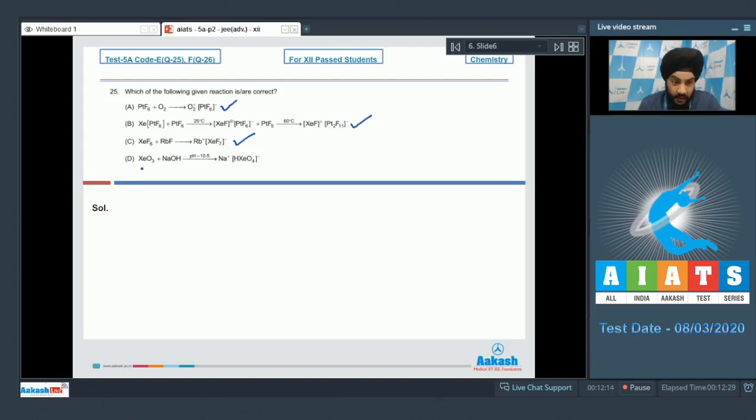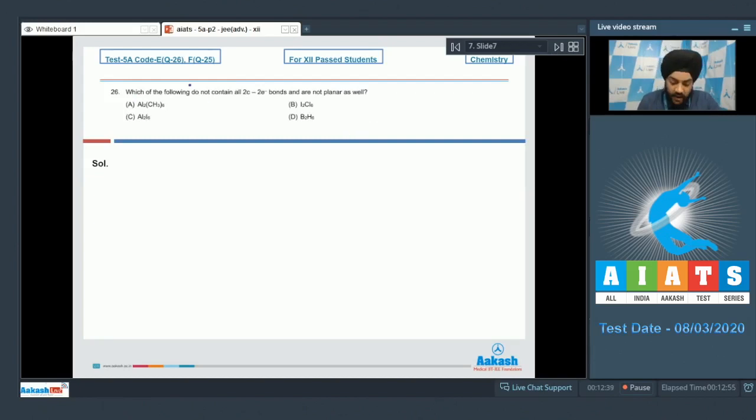If we talk about the fourth reaction now, which is the reaction of XeO3 with NaOH, it is going to lead to the formation of sodium xenate. So this is also a correct reaction. So students, all of these reactions are correct, and for this question we have to mark A, B, C and D as the answer. Let us look at the next question now.